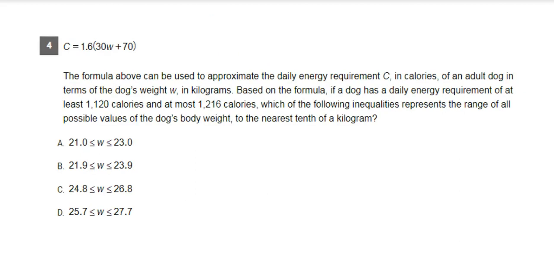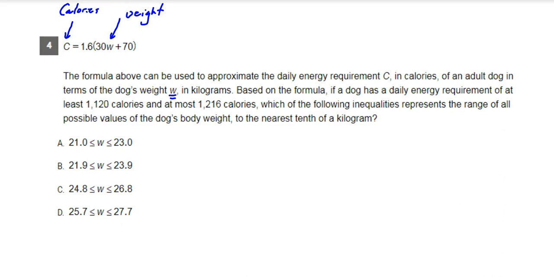All right, number 4. They give us some sort of equation here at the top. Let's read the paragraph and see what the letters represent. The formula above can be used to approximate the daily energy requirement C, which is calories. So right here, this is how many calories that an adult dog needs in a day, and it's based on W, which is the weight. So it kind of makes sense. If a dog weighs more, it needs more calories each day.